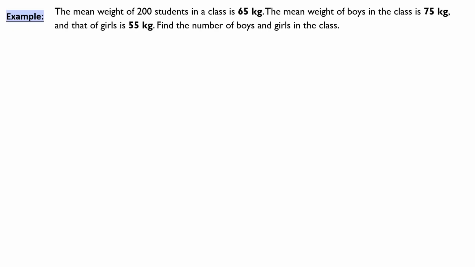In the given example, total students in the class are 200 whose mean weight is 65 kg. The two groups are formed of boys and girls whose mean weight is 75 kg and 55 kg respectively, and we want to find number of boys and girls in the class. So given is small n, which is n1 plus n2 equal to 200. From it we have obtained n2 by shifting n1 to RHS.